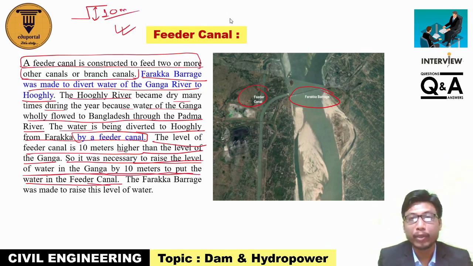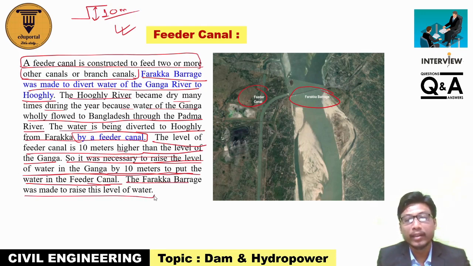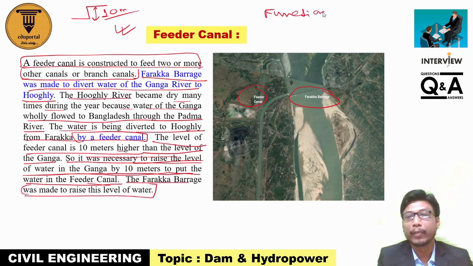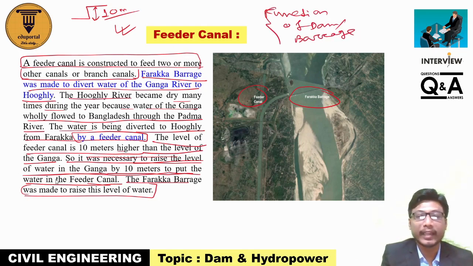canal. And as we know, the purpose of the dam or barrage is what? To raise the water level. Okay, so it was 10 meters high, so it was necessary to raise the water level, and so the Farakka barrage was made to raise the water level. So what we have just studied, the function of dam or barrage, okay, so this is the practical implementation.